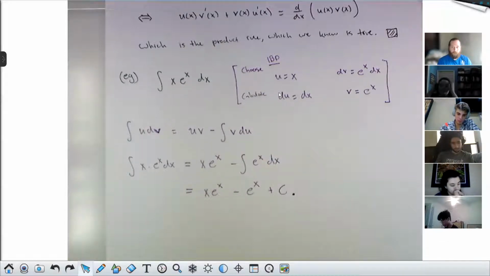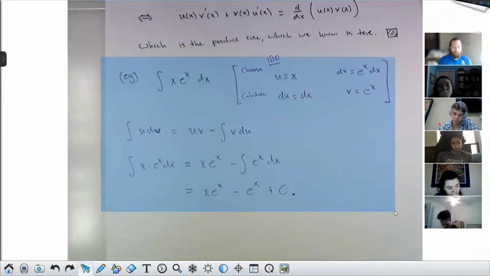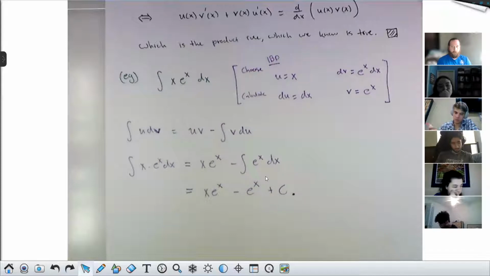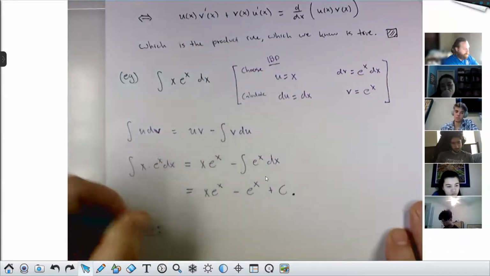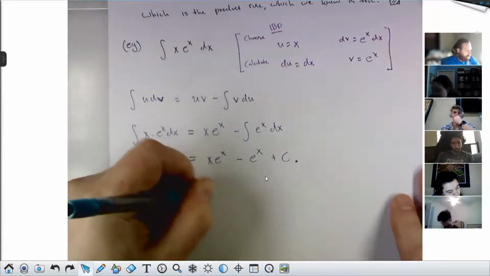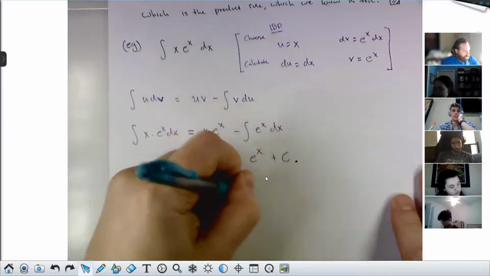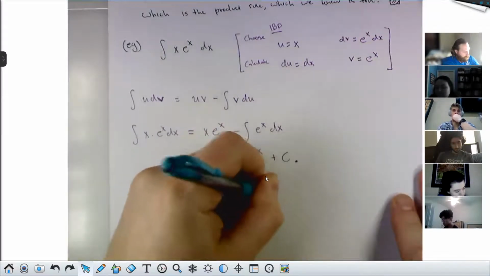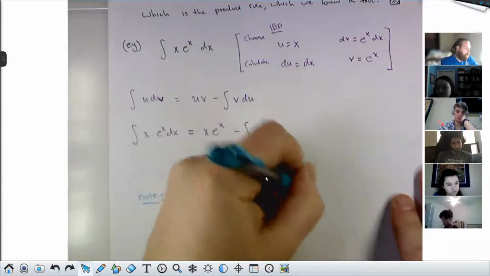I want to make a couple little notes. This is as gentle as these problems can possibly get. What I'm about to tell you is going to show up as a question on your first test. Note. The integral of x times e to the x dx, which we just found should be x e to the x minus e to the x plus c, is not x squared over 2 times e to the x plus c.